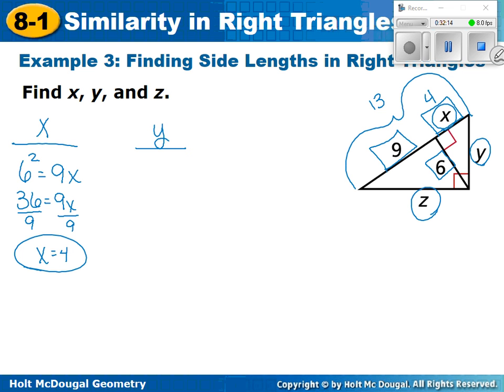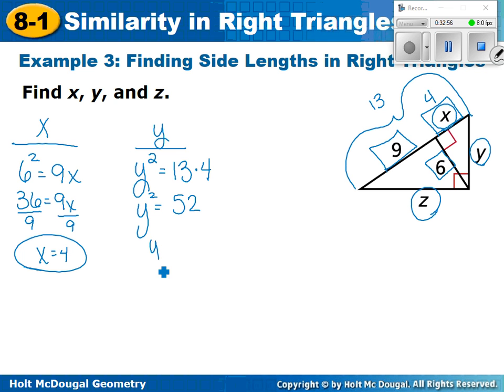Okay, let's do y. Somebody tell me how I could set up a shortcut using y. Talk to me, guys. Y is a leg. So it's leg squared equals whole hypotenuse times the part touching the leg. What would that look like here? Y squared equals 13 times 4. You're going to have to use these shortcuts sometimes, so it's important that you can see them in the picture. Leg squared equals the whole hypotenuse times the part touching y. Okay, so now we have y squared equals what?